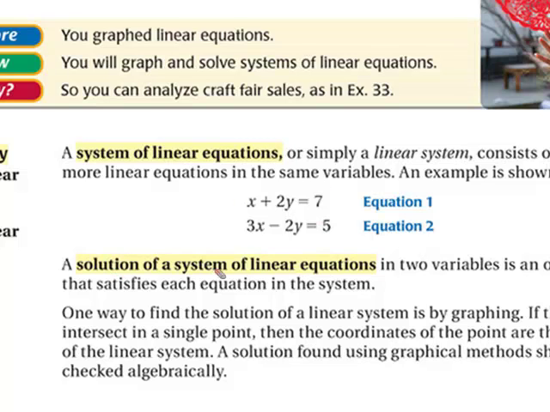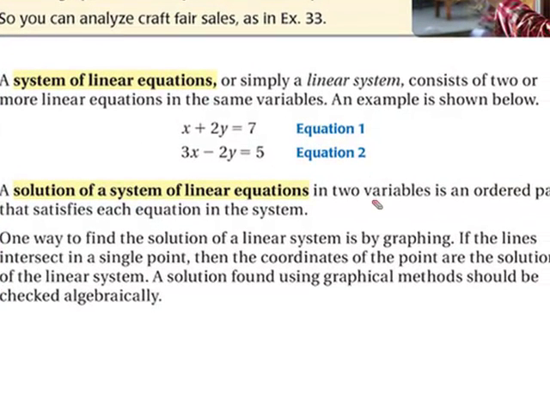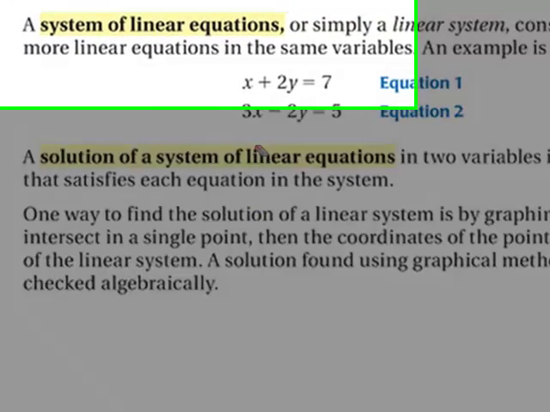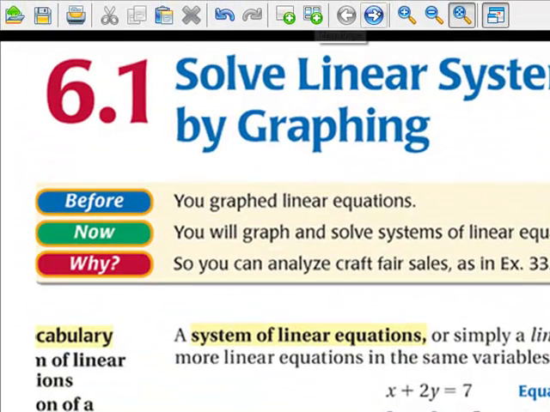The solution of a system of linear equations in two variables is an ordered pair that satisfies each equation. So you have to use the same x in both and the same y in both and get a true statement that results. And again, one way to do this is by graphing. When you get to Algebra 2, you will do systems of linear equations in three variables.